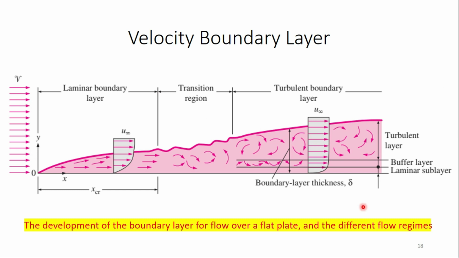In the velocity boundary layer, we have three different regions: laminar, transition, and the turbulent region, and each region will have the different velocity profile. The velocity profile is approximately parabolic in the laminar region, whereas it becomes flatter in the turbulent region.